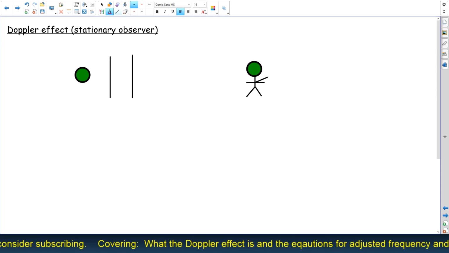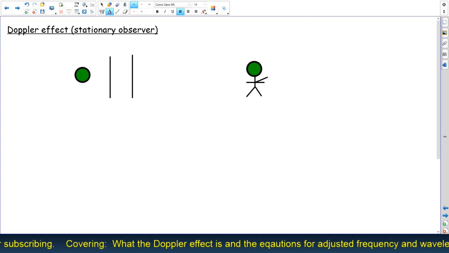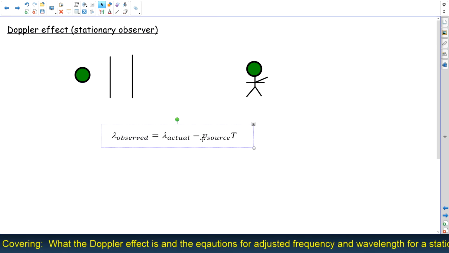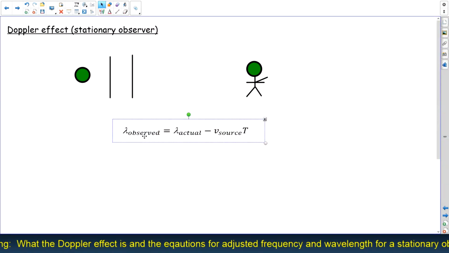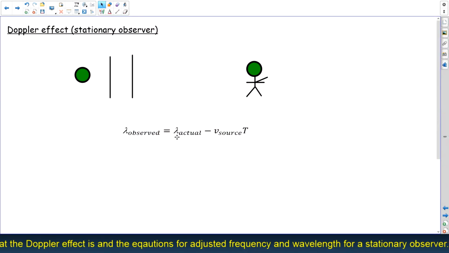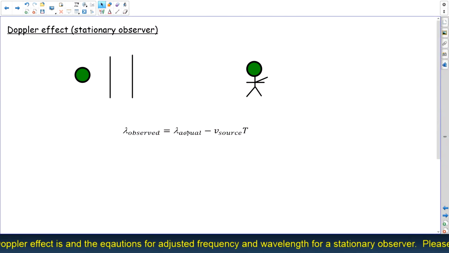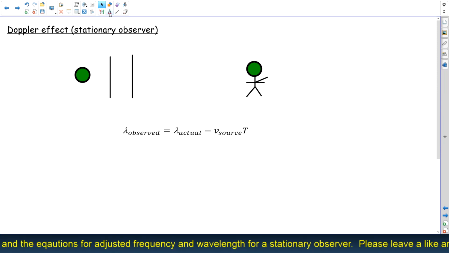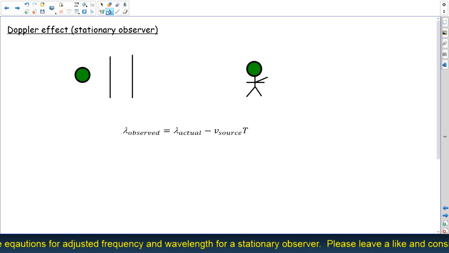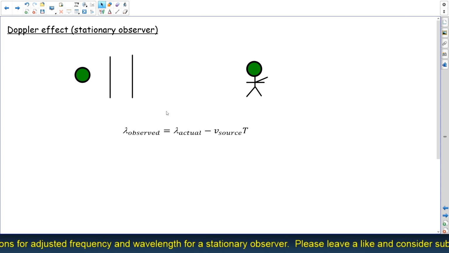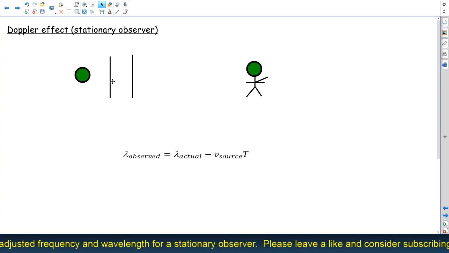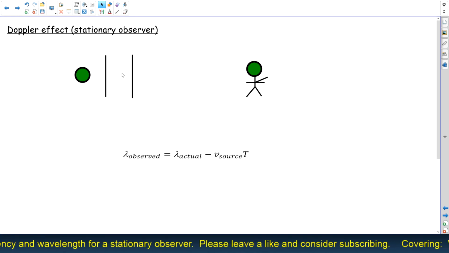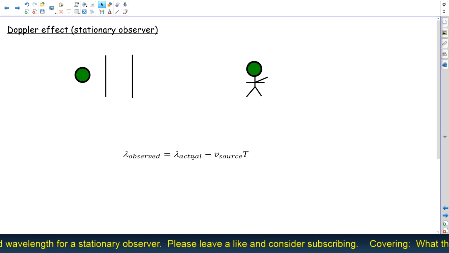And the observed wavelength is going to be different from the actual wavelength by this equation. The observed wavelength, lambda observed, is equal to the actual wavelength, lambda actual, minus V source t. Now, what the heck is V source t? Well, this is simply a result of distance. So if this object wasn't moving at all, then the observed wavelength would just be the actual wavelength.